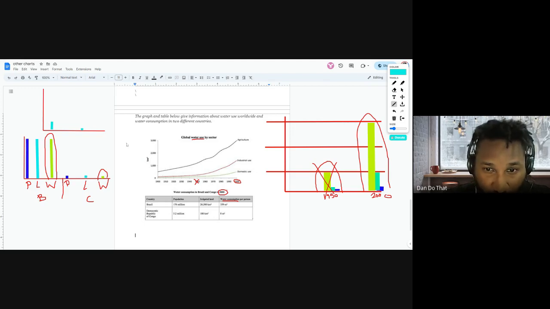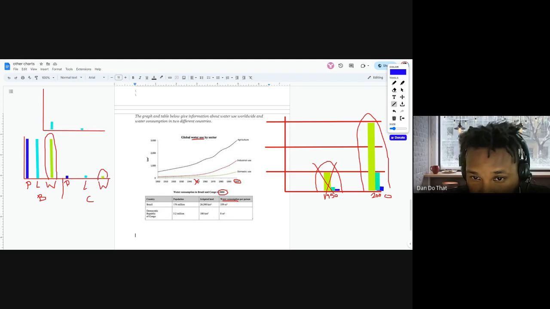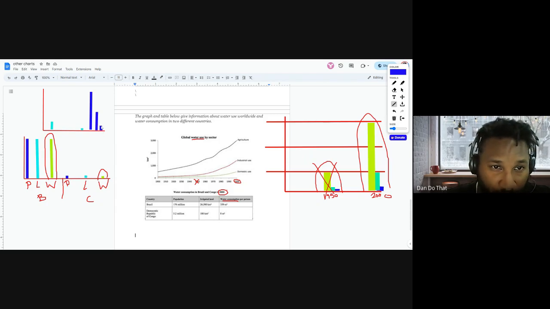We got domestic use. Just a small amount. One. Also small. We got industrial use. Half there. It's more than 300. So it's like this. And then we got agriculture, which is 3,000.